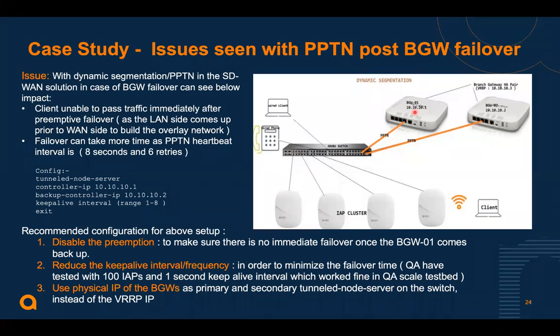And another recommendation that we generally give is to use the physical IP for the controller and the backup controller when it comes to tunnel node servers, instead of VRRPs. So once we set the keep alives to 1, the failover was happening readily, and the user's traffic was able to be forwarded within a second.